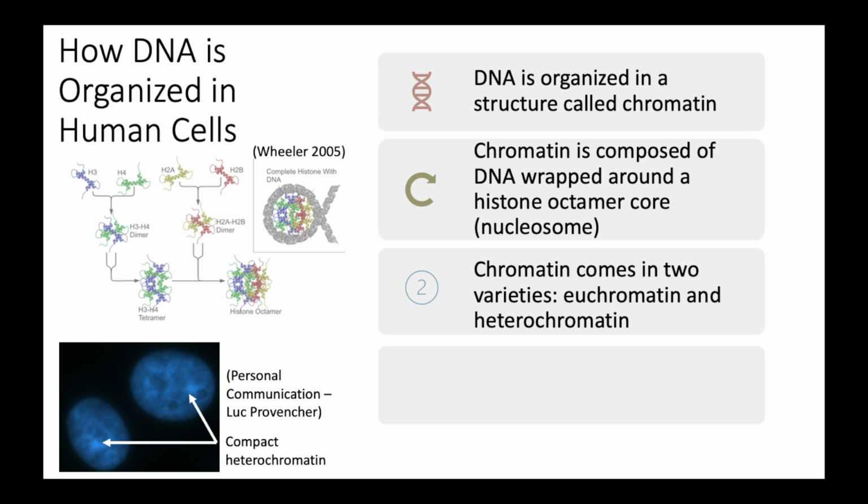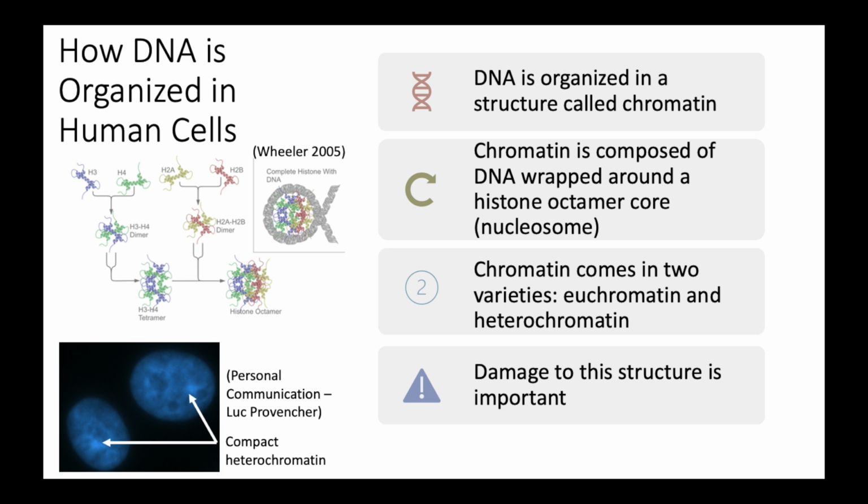Chromatin comes in 2 varieties, euchromatin and heterochromatin. Euchromatin can be read by the cell and is important in the transcription of proteins and cell function. Heterochromatin is very compact and, while not expressed, plays a major role in cell division.